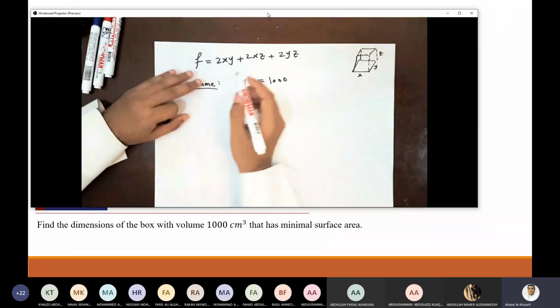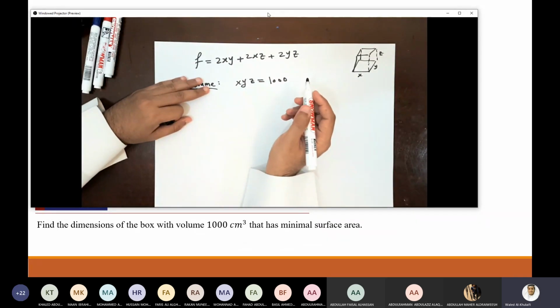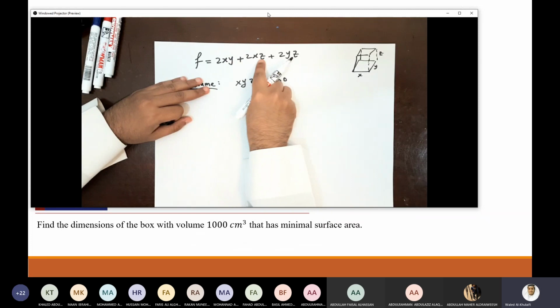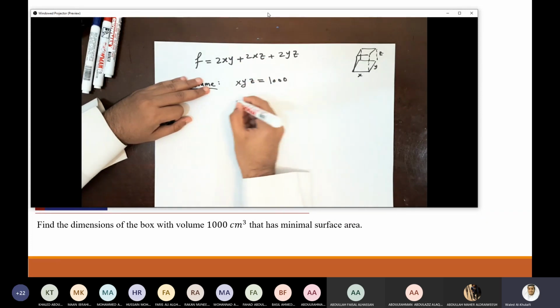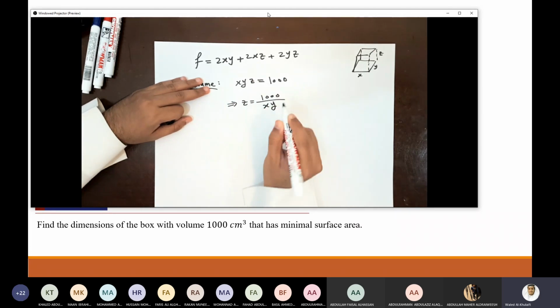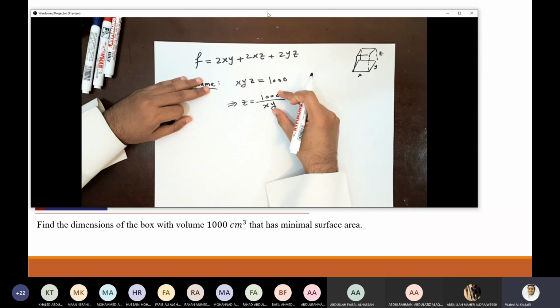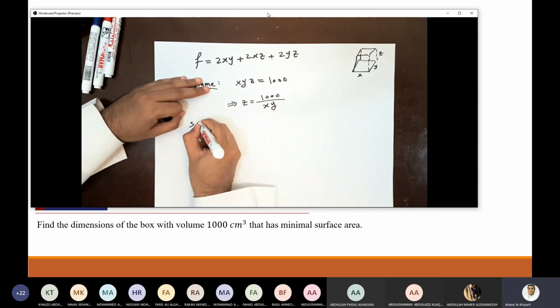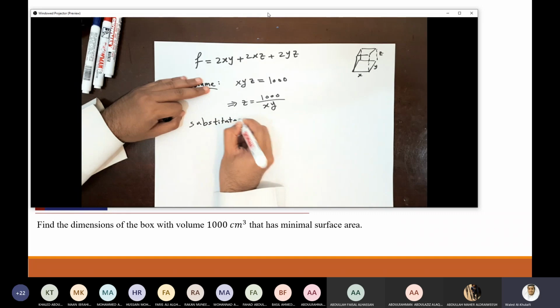Okay, Shabab. Now, how to do this? First of all, I have a variable z. I can eliminate this variable by substituting this guy, right? So this implies that z equals 1000 over xy. So I can take this guy and substitute in the function.